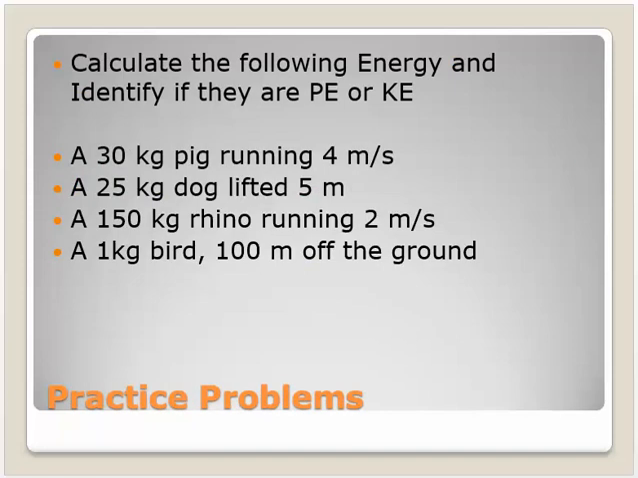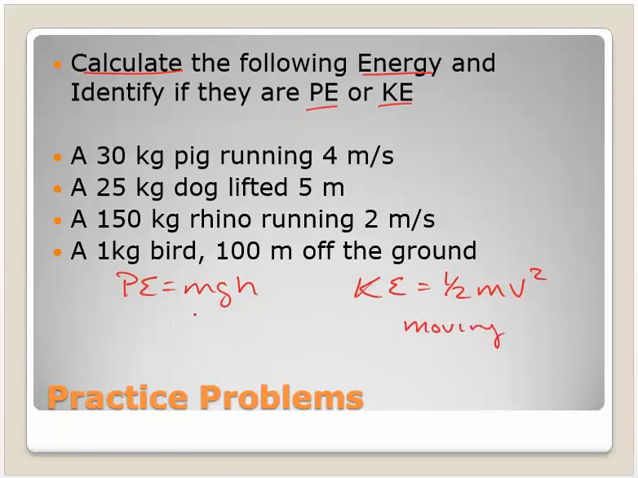Alright, in these last 4 examples here, I want you to go ahead and calculate these. You're going to be using our potential energy equation and our kinetic energy equation. Again, calculate these energies, and first of all, you're going to have to identify whether it's a potential energy or a kinetic energy. Kinetic energy is if it's moving. Potential energy would be if it has stored, or a lot of times I like to look at it and say, does it have some type of height? If it does, then it's potential energy.